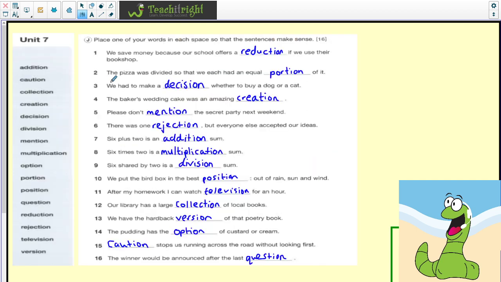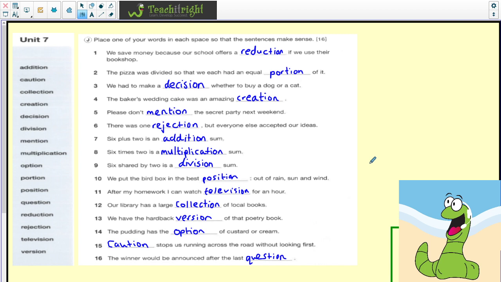Next part of Unit 7, we had to put these words into the different sentences. So let's just read the sentences through, make sure we've got the right word in the right place. We save money because our school offers a reduction if we use their bookshop. So reduction needs to go for question 1. The pizza was divided so we each had an equal portion of it. We had to make a decision whether to buy a dog or a cat. So decision for number 3.